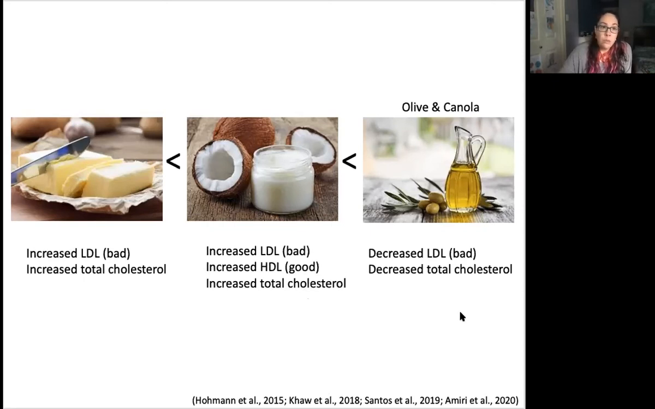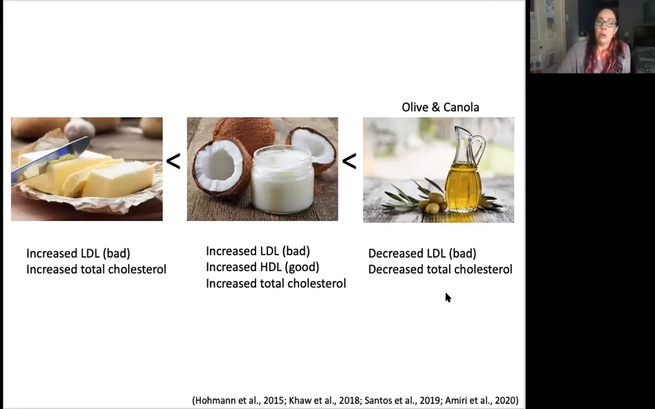On the far right, olive oil and canola oil and other unsaturated vegetable oils are good. They are decreasing the bad cholesterol. They're decreasing total cholesterol. Some of them have the ability to also increase HDL and some don't.